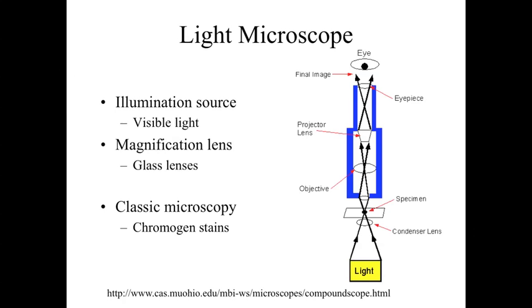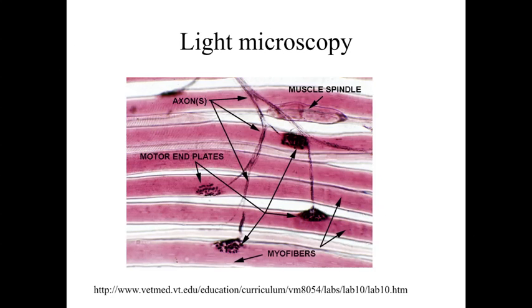We're going to cut our specimen very thin. We're going to put it on a microscope glass slide. We're going to put it on this setup. We're going to shine light through it. And then we're going to put our eye or a camera up there at the top and look at this magnified final image. And this is the basic process of classic microscopy.